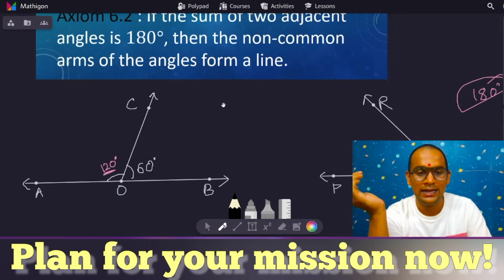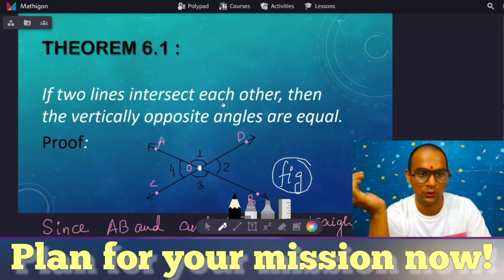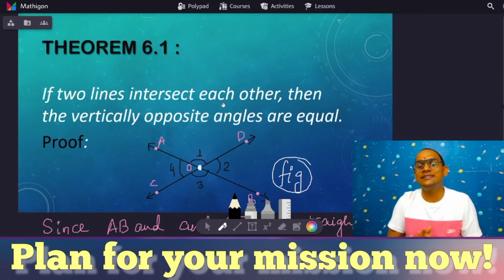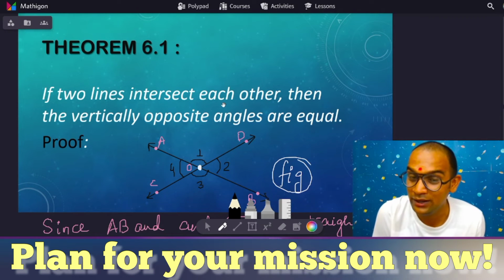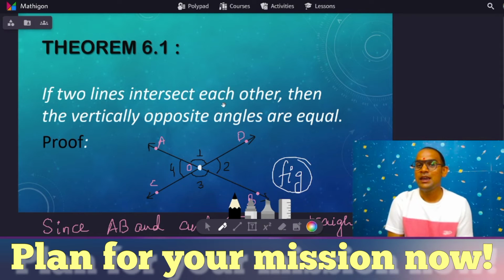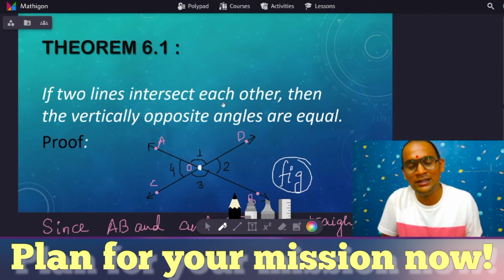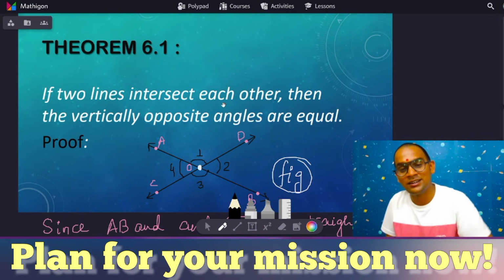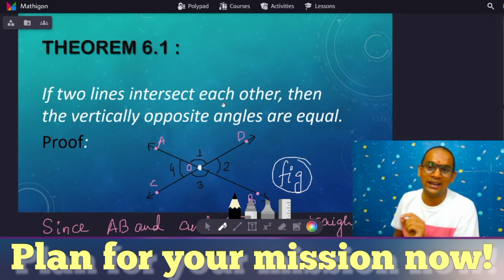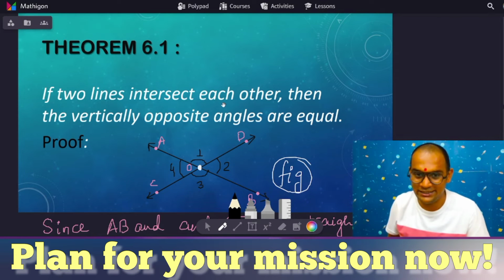Okay, let's now move on to theorem 6.1. It says if two lines intersect each other, then the vertically opposite angles are equal. When we were discussing the basic terms, I told you we have something called vertically opposite angles. Now here the theorem says that vertically opposite angles are always equal.